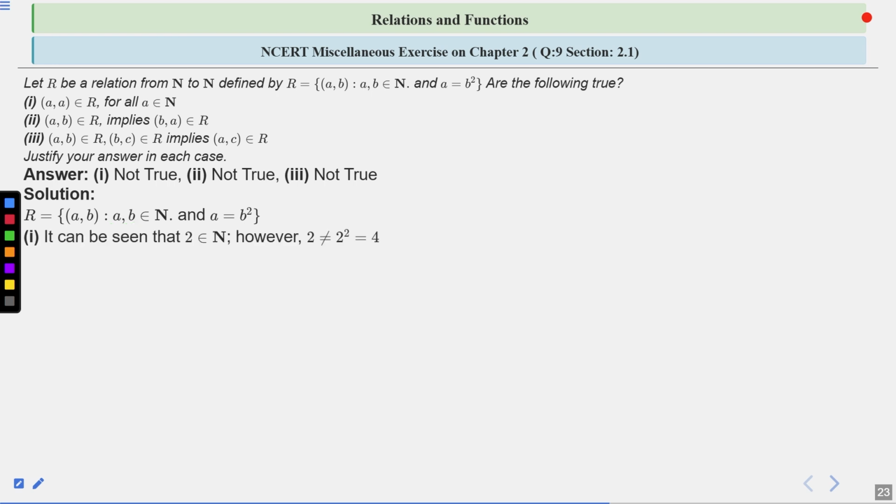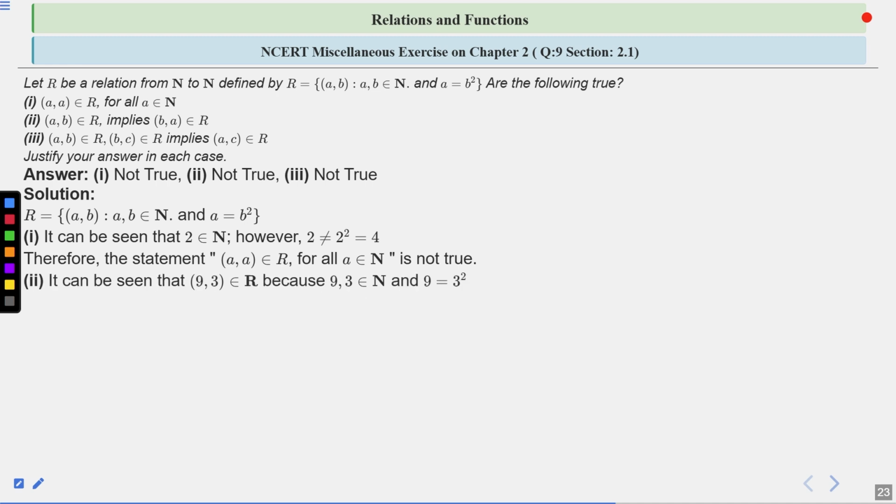In the first, you are given that the pair (a, a) is always in the relation R for every natural number. We know a pair belongs to the relation when this condition is satisfied. But if you observe, (2, 2) does not belong to the relation R. Why? Because 2 is not equal to 2 square. So it is not in general true.